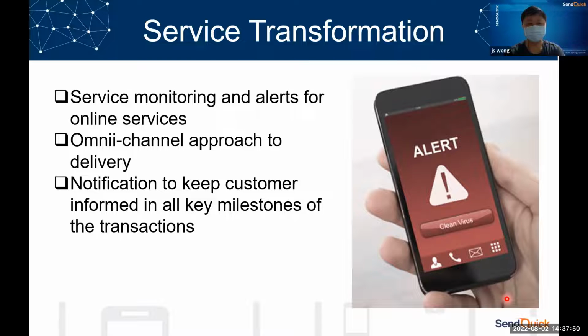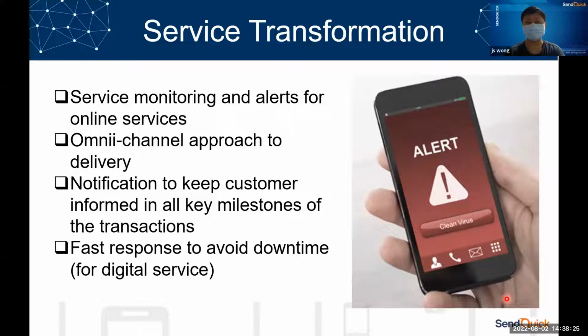Notification to keep customers informed of all key milestones of the transaction. Okay, so should you just send a notification for confirmation of the transaction? Maybe you can send thank you for your transaction. Now we are packing your goods. Now we are starting to deliver your goods, and you should expect your delivery in 2 days' time. Right? So keep them informed at every milestone. This will actually give your customers the scope to feel very comfortable with your service delivery.